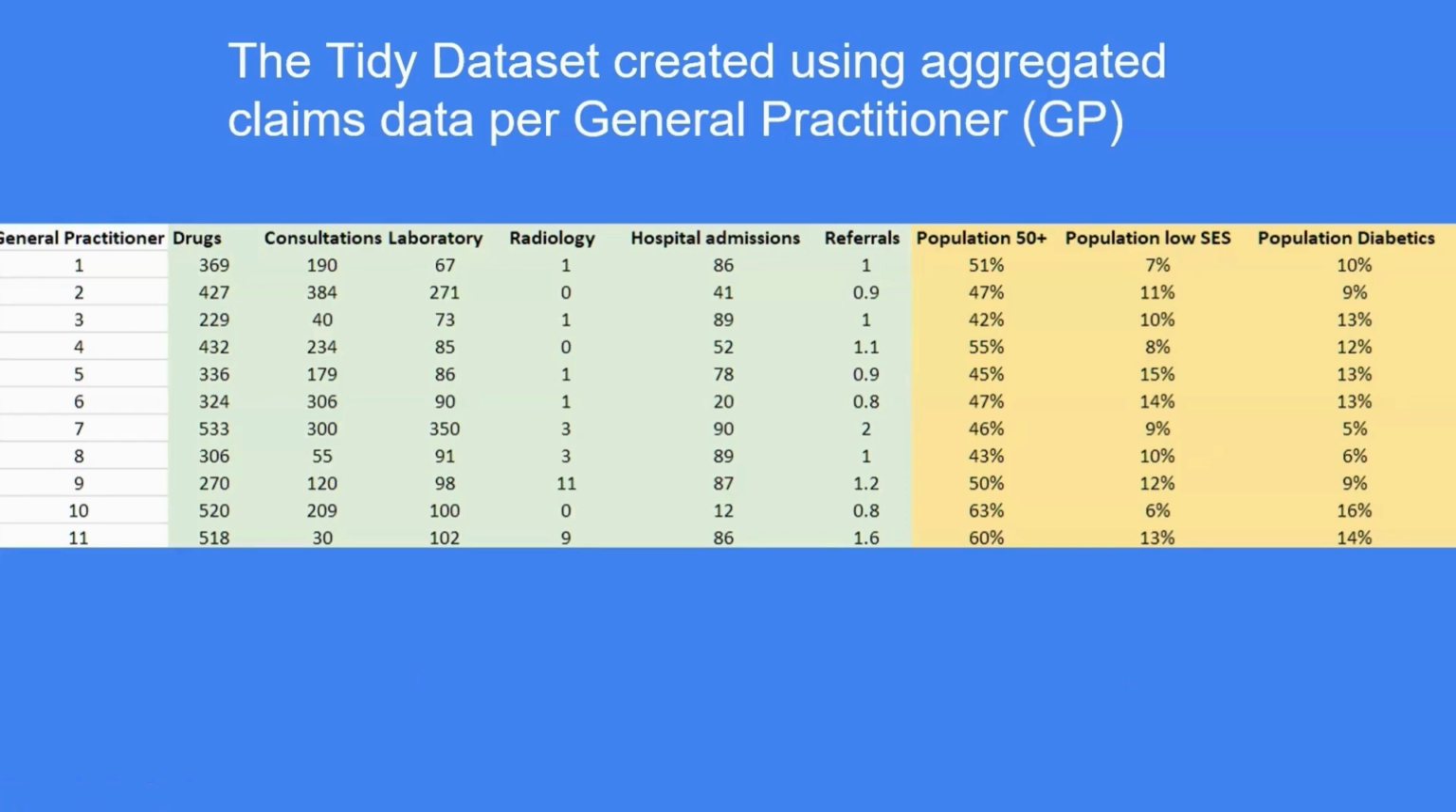Using aggregated claims data per general practitioner, GP, we create a tidy dataset. This dataset adjusts for differences in GP practices by expressing all values per capita, thus leveling the playing field. For instance, rather than comparing raw drug costs, we compare drug cost per patient registered at that provider for that year. This ensures that large GP practices don't appear disproportionately more costly simply due to their size. This per capita calculation allows us to make fair comparisons across diverse practices.